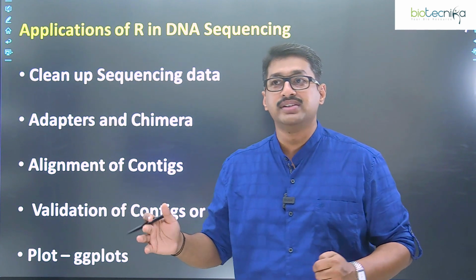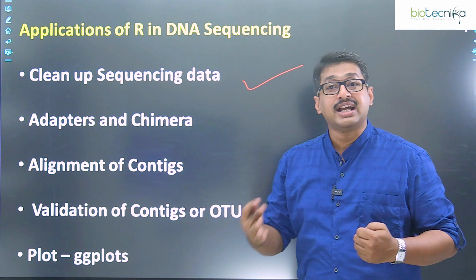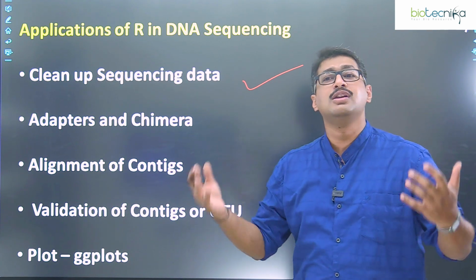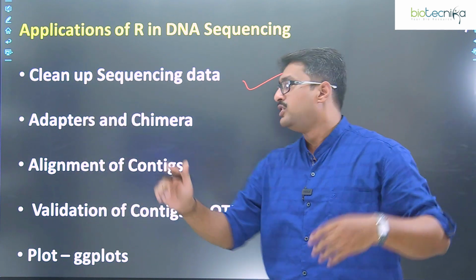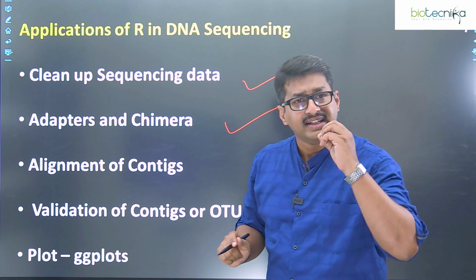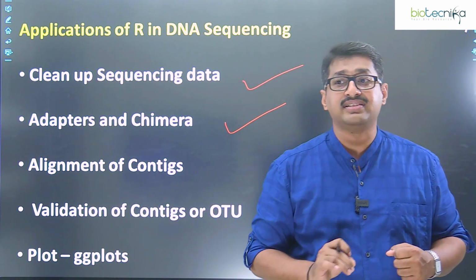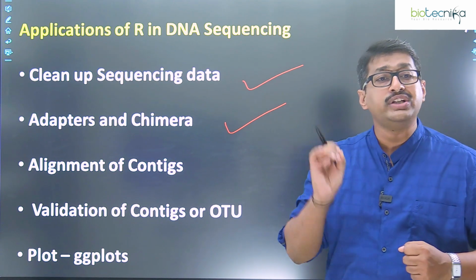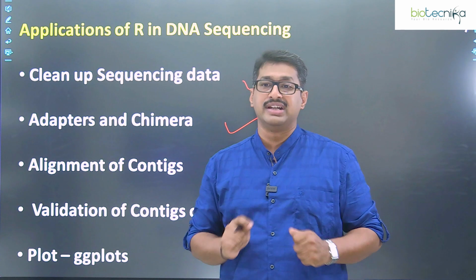So what we do is we use R programming to clean up the data. Many times the sequencing data has a lot of adapters and chimeras. These could be easily chopped off using the R program. Aligning the contigs becomes very, very easy with R. Validation of contigs and validation of OTUs, operational taxonomic units, becomes much easier.